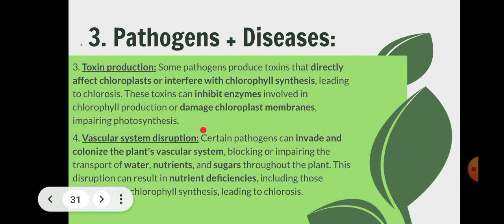The fourth one is vascular system disruption. The vascular system is the system that mainly includes the stem and the transport through it. Certain pathogens can invade and colonize the plant's vascular system, which as a result blocks and impairs the transport of water, nutrients, and sugars through the plant. This disruption can result in deficiency of certain nutrients, including the ones that are important for chlorophyll, and then they can result in chlorosis.